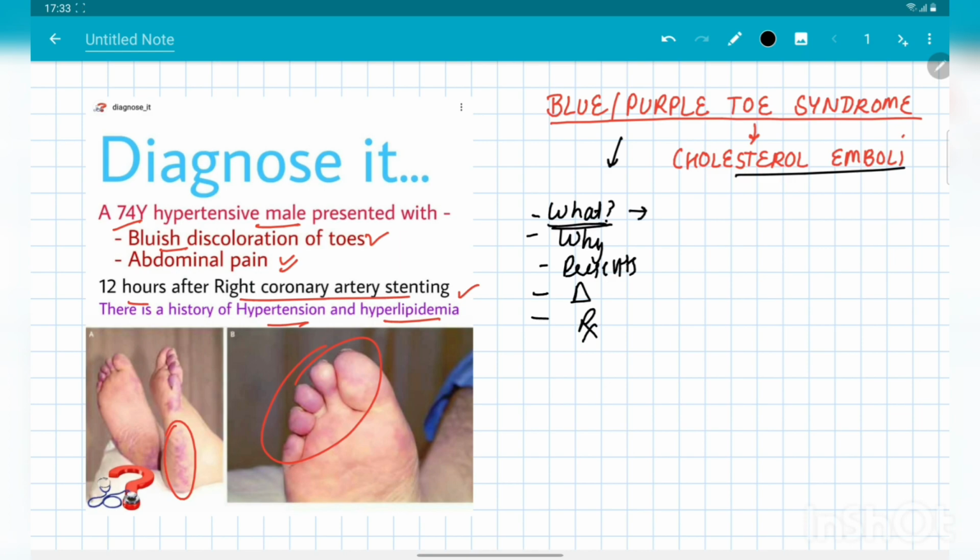Firstly, starting with our what, basically this is a phenomenon in which cholesterol crystals are dislodged from an atheromatous plaque that is already present. They are dislodged, as in our case, due to this right coronary artery stenting procedure, and in other cases after any kind of vascular or cardiac procedure. The dislodged cholesterol crystals, along with platelets and fibrin deposits, block the small arteries and lead to ischemia over the distal areas.